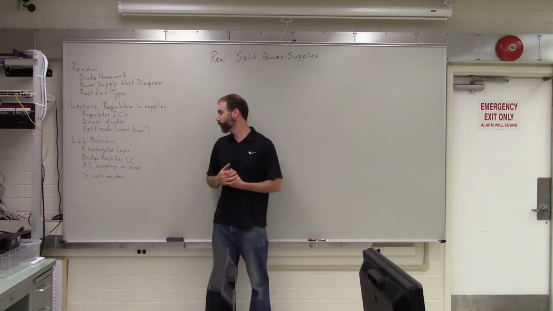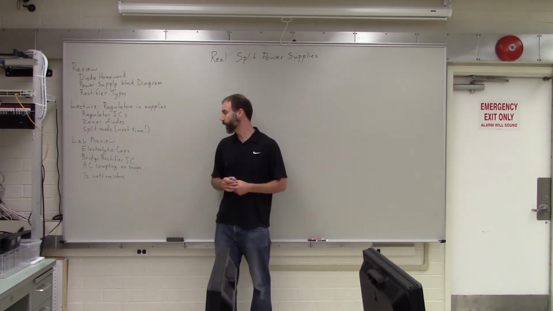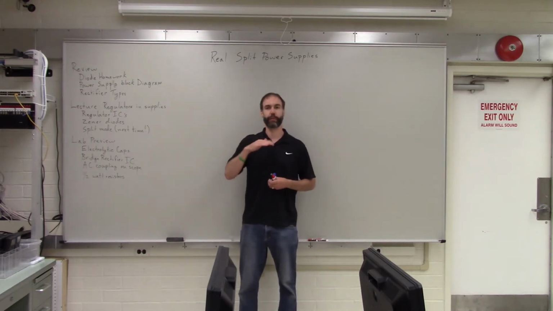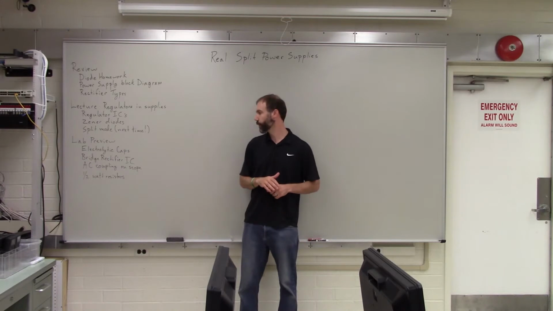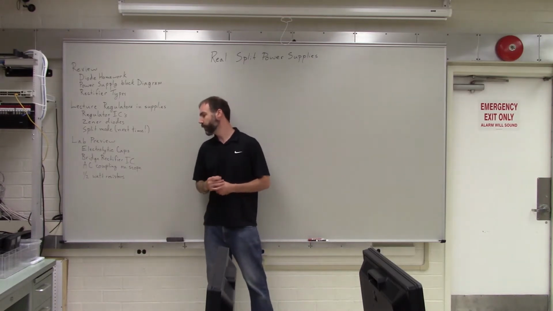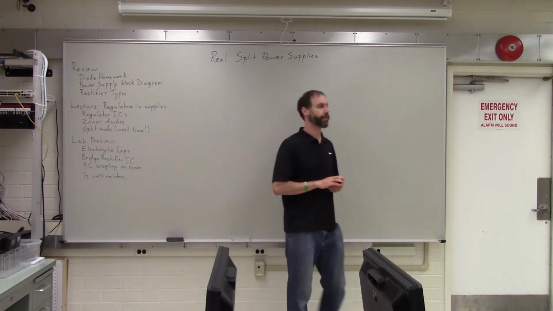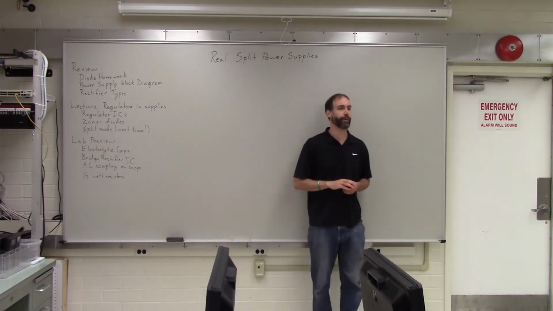And then we'll remind ourselves a little bit about how to use AC coupling on the scope, because that's going to be useful tonight to measure the ripple voltage in your power supply. And then finally, we'll talk about half-watt resistors and why those are important for tonight's circuit. Any questions before we get started?